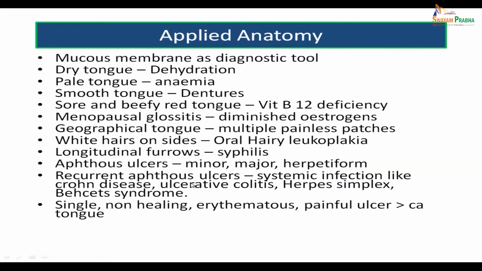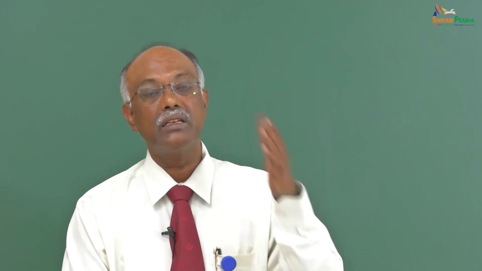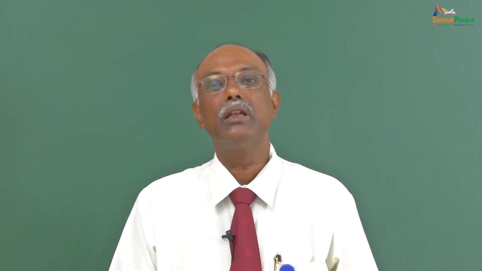Now recurrent aphthous ulcers are usually indicative of a systemic condition like Crohn's disease, ulcerative colitis, herpes simplex infection, or Behçet syndrome. All these cause recurrent aphthous ulcers. And of course, a single non-healing erythematous painful ulcer, a single ulcer which is red in color, non-healing and long-standing, is usually indicative of a carcinomatous growth in the tongue. So these are the various things which we can find out just by having a look at the tongue. The mucous membrane of the tongue can function as a very good diagnostic tool.